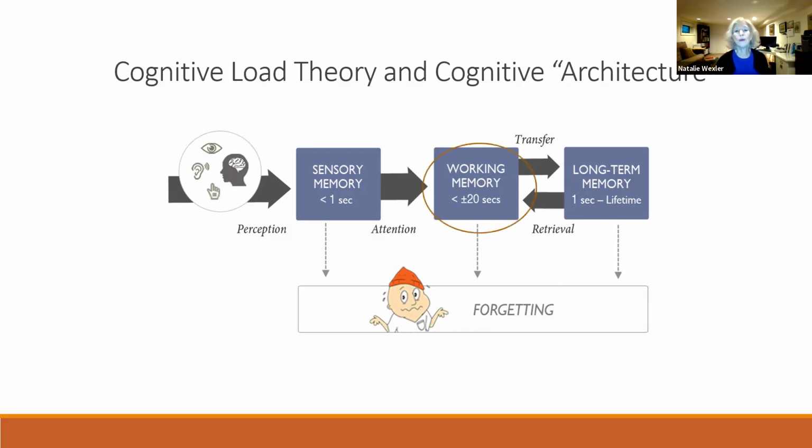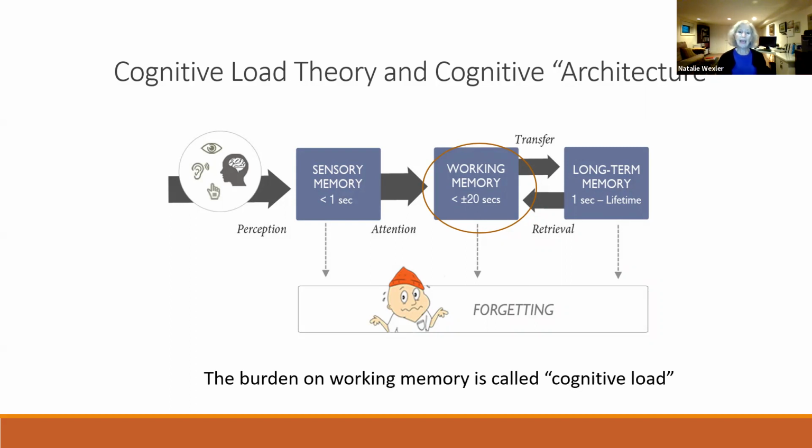But this middle box, working memory, is crucial. So working memory is that aspect of our consciousness where we are taking in new information and trying to make sense of it. And the important thing to know about working memory is that it is very limited. It can only hold maybe 5 or 7 things at one time, and only for about 20 seconds. And if we have too many new things we're trying to juggle in working memory, then our working memory gets overwhelmed and we forget them. And that burden on working memory is what is called cognitive load.